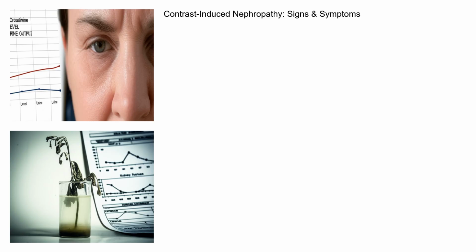Often, contrast-induced nephropathy is asymptomatic, especially in its early stages. However, detectable signs and symptoms include a rise in serum creatinine levels, typically within 24 to 72 hours after contrast administration, and peaking within 3 to 5 days. Other potential symptoms include decreased urine output, fluid retention, swelling in the legs, ankles, or feet, fatigue, and, in severe cases, symptoms of kidney failure such as nausea, vomiting, confusion, and shortness of breath.